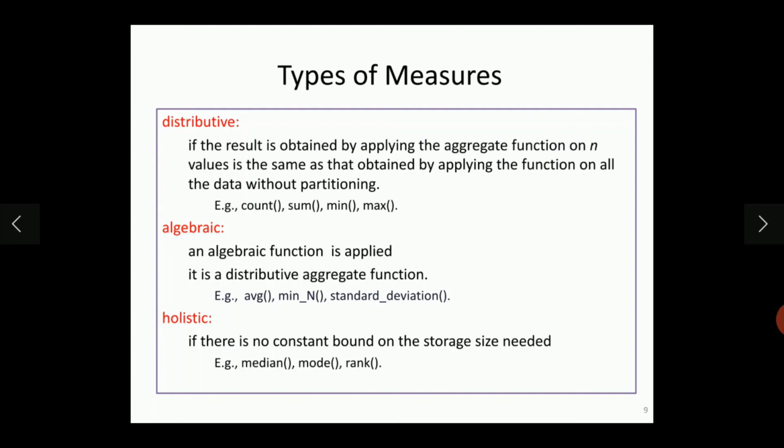There does not exist an algebraic function with m arguments. An aggregate function is holistic if there is no constant bound on the storage size needed to describe a sub-aggregate. So these are the three types of measures used in the fact tables.